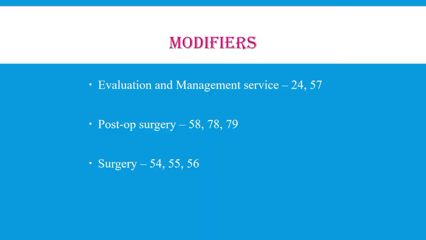Now let's quickly run through the modifiers that we can use when a patient is within this global postoperative period. It depends on the type of service, whether the physician is going to render an E&M service. In that case, we can use modifiers like 24 and 57. If it's a post-op surgery complication, then we need to think of 58 or a 78 and a 79. When will you report a 58, when a 78, when a 79, we'll discuss elaborately in a separate video.